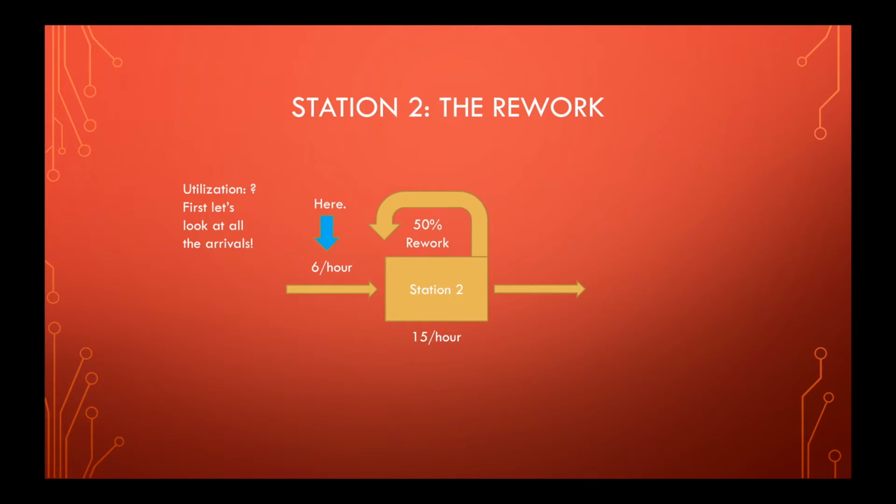Looking at the arrivals, we have an arrival rate of 6 units per hour at Station 2. But we also have arrivals from rework, which is calculated at 50% of the departure rate. By adding these together, we get a total arrival rate of 9 units per hour. We can now solve the utilization as before, coming up with a solution of 0.6. And for throughput, it is also the same as last time, by looking at the station in the long run, where the total throughput will be 6 units per hour.